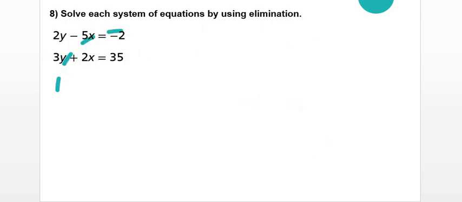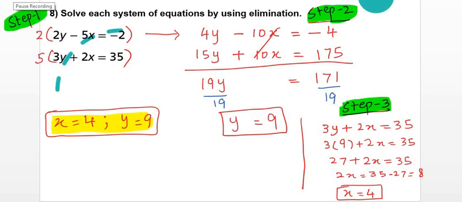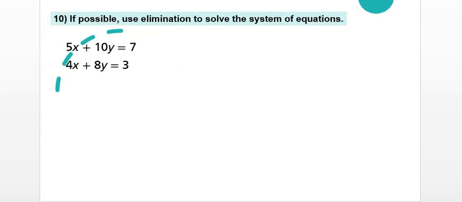Okay, now I want you to pause the video here and solve this question on your own and then play the video to check your answer. Here is the answer. You can pause the video here and check all the steps, whether you have done them correctly. Remember, there are 3 steps: step 1, equating the coefficients by multiplying the equations, step 2, eliminate, and step 3, substitution. Now question number 10, better pause the video here and try to solve this question on your own and then check your answer.